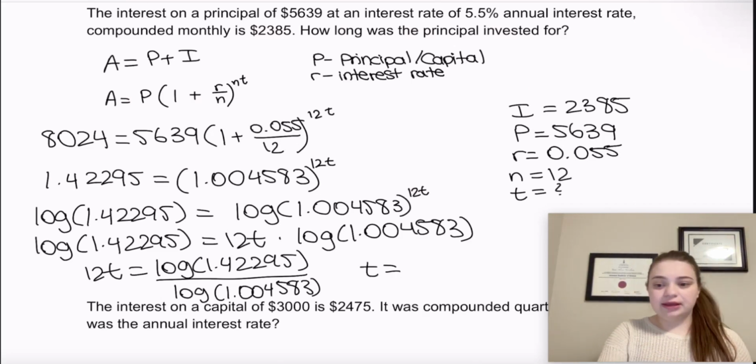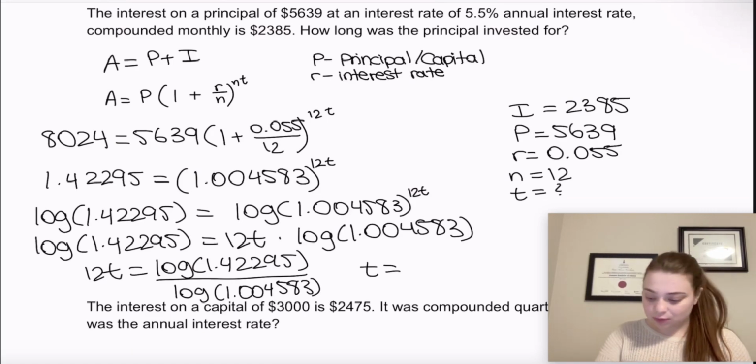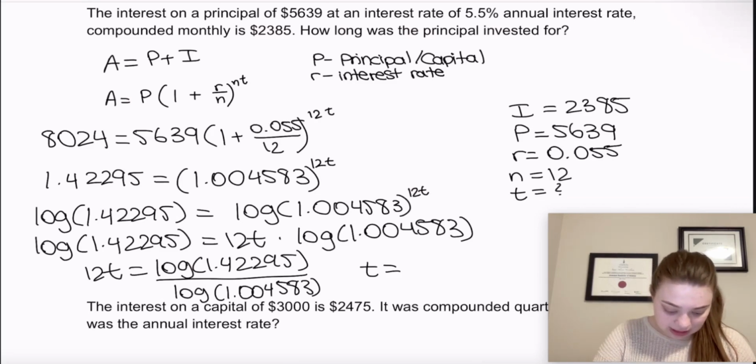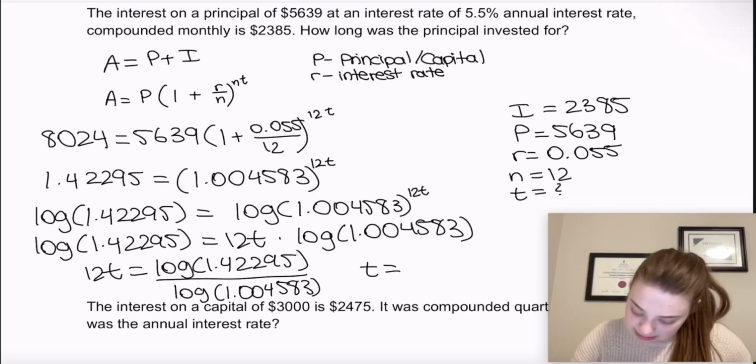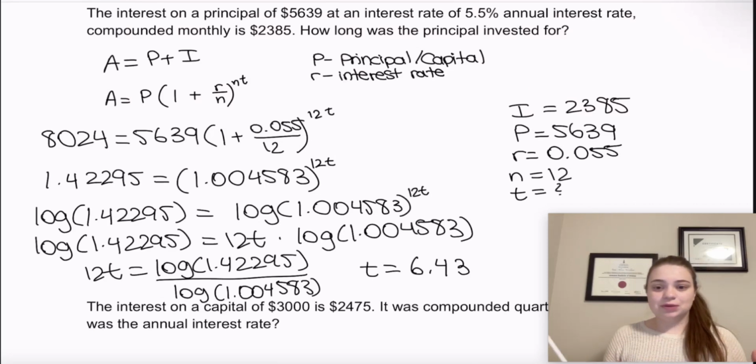Okay, so I'm going to grab my calculator. We're going to need a calculator for this part and type in log 1.42295, then hit equals, divided by log 1.004583, hit equals. And then at this point, we're going to have about 77.1415, etc. So I'm going to divide by 12 to get t, and I get that t is 6.443 approximately.